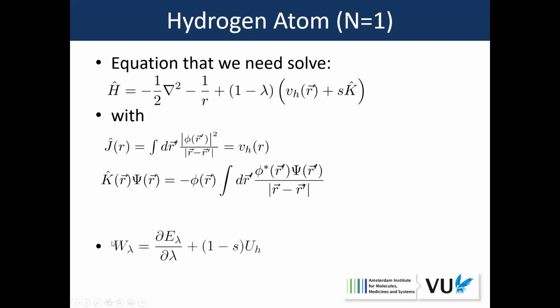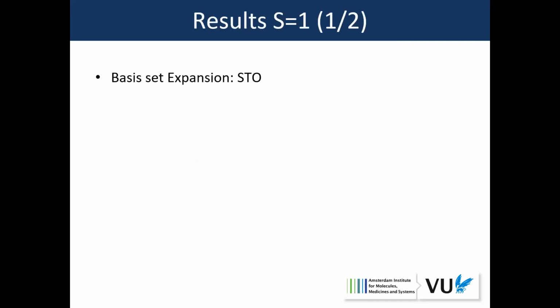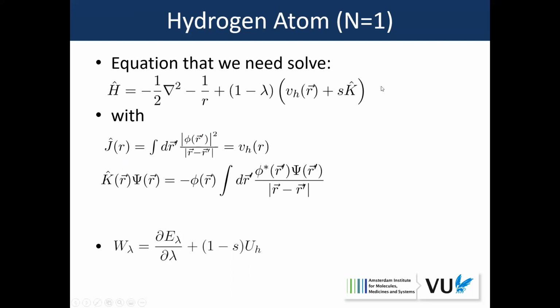So how we calculate these W lambdas is by taking the energy derivative at lambda and adding this constant in front. This is from Hellmann-Feynman theory. That is how we can calculate these W lambdas very easily without having to take the wave function and calculate the expectation values. We have used equations, or linear equations, that you can solve without having to do it self-consistently.